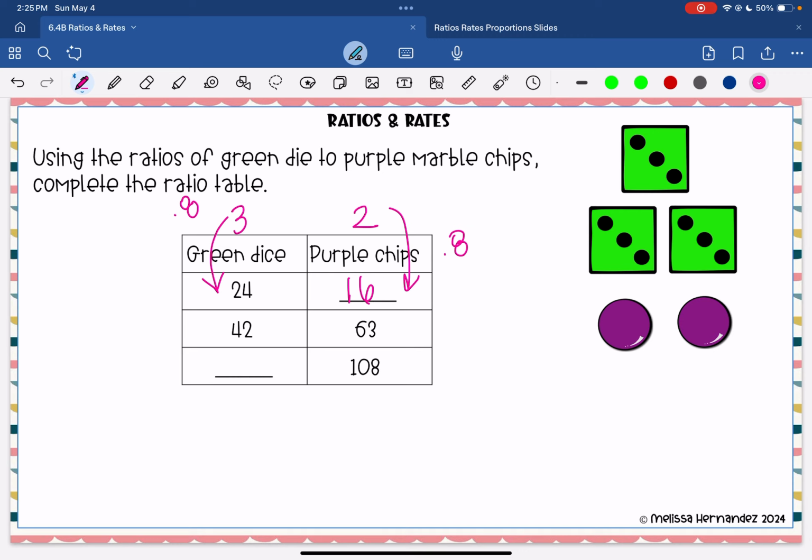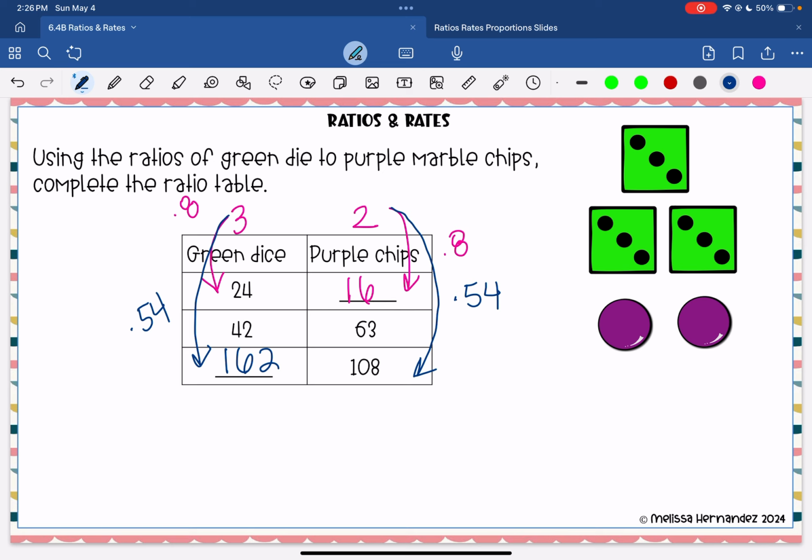However, I still don't want to go from 16 to 108 or even 63 to 108, so I can figure out the missing piece. So what I'm going to do is go back to the original. What do I have to scale 2 by to get 108? Well, half of 108 is 54, so that means 2 times 54 will give me 108. And if I'm keeping my ratios equivalent, I'm going to scale 3 by 54, and that will give me 162.